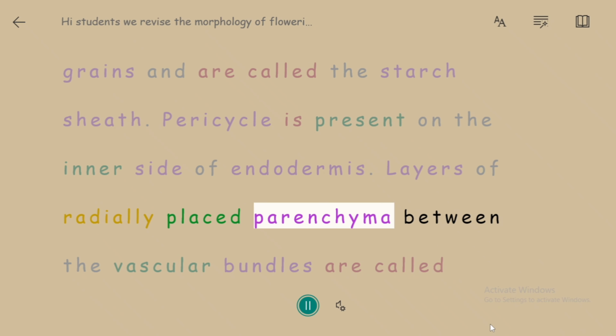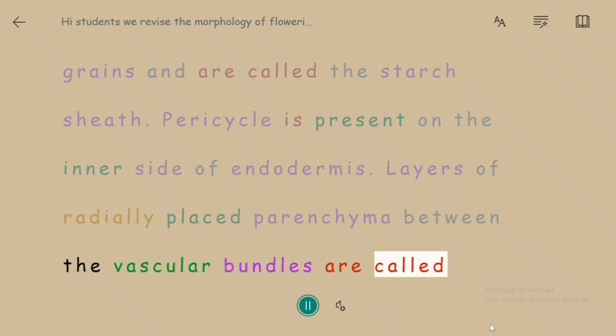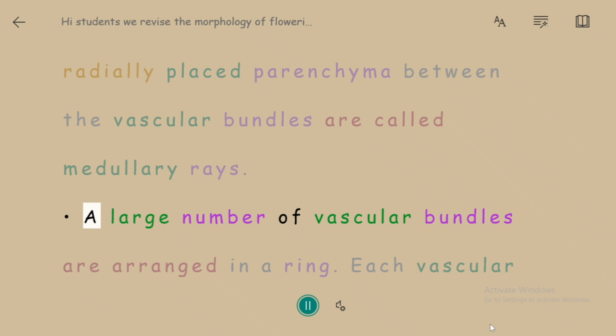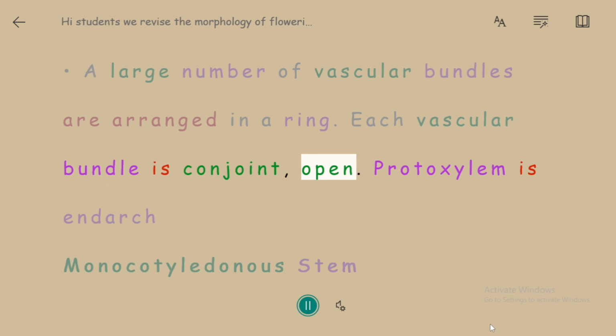Layers of radially placed parenchyma between the vascular bundles are called medullary rays. A large number of vascular bundles are arranged in a ring. Each vascular bundle is conjoint, open. Protoxylem is endarch.